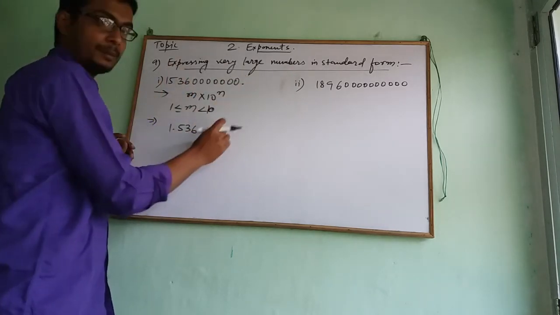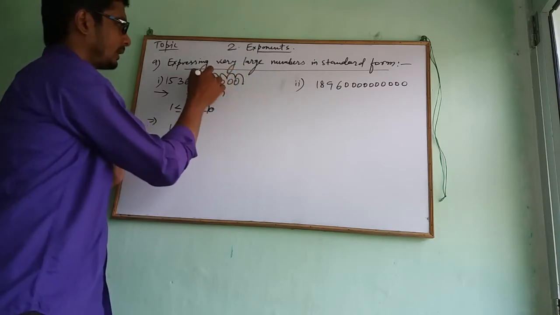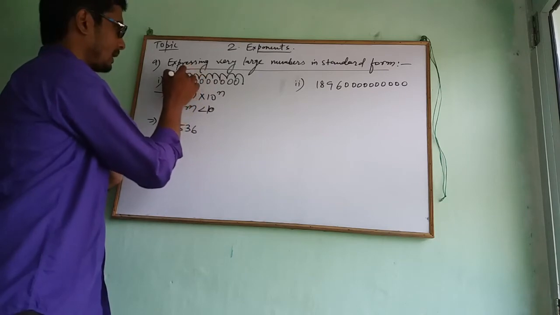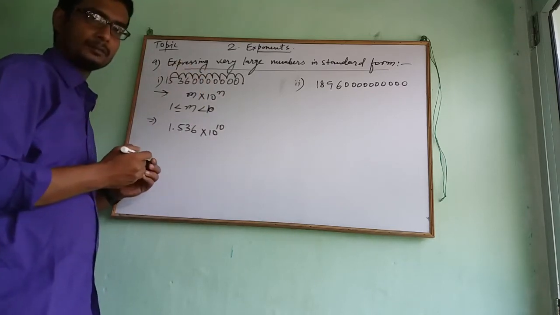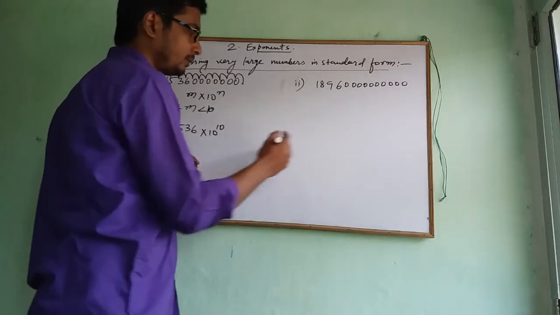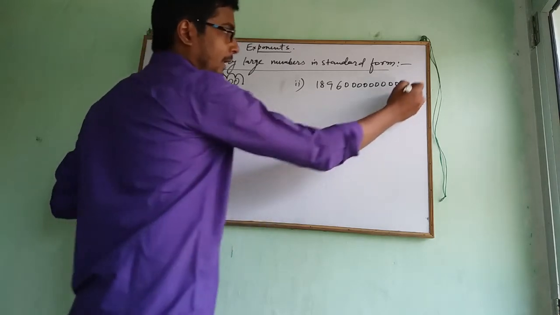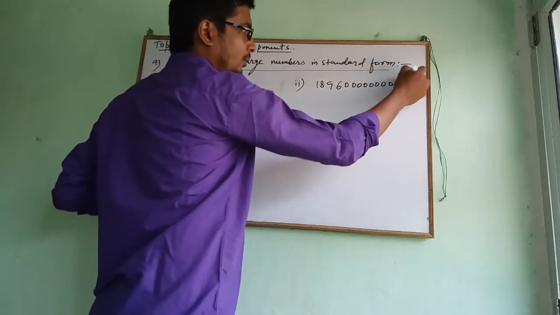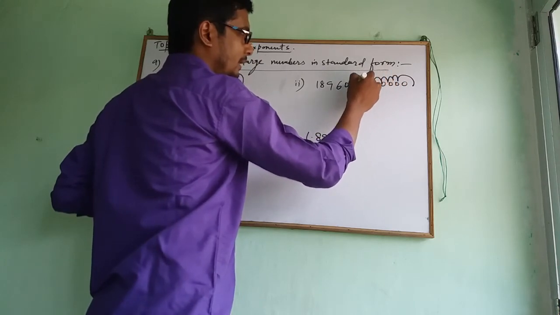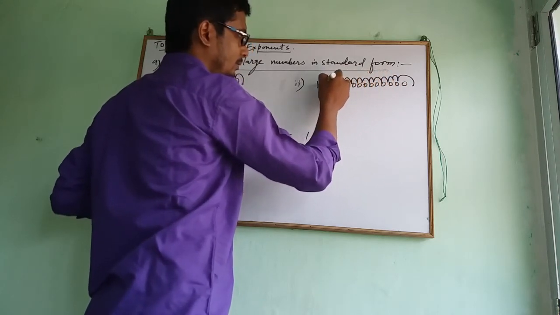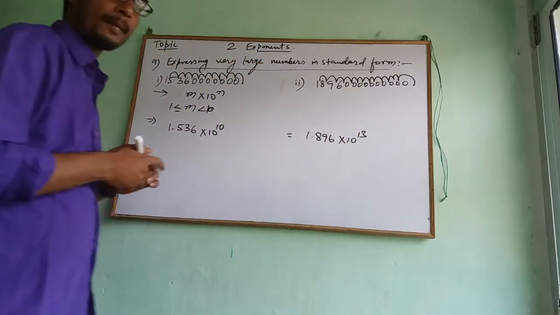I have shifted the decimal, which is here, 1, 2, 3, 4, 5, 6, 7, 8, 9, 10 places. So I will write here 10 to the power 10. Here also I will write 1.896 and I have shifted the decimal place 1, 2, 3, 4, 5, 6, 7, 8, 9, 10, 11, 12, 13. So I will write here 10 to the power 13.